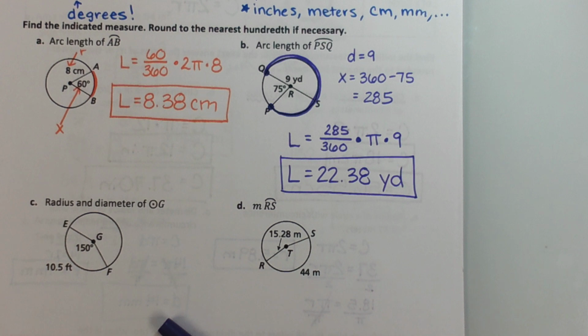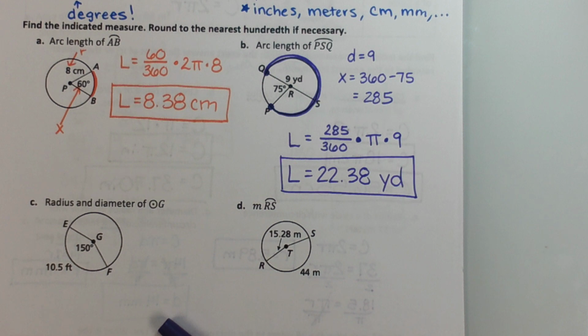Question for you. What's X? X is approximately 285. Where are you getting 285 from? You're taking 360 minus 75. The arc that I want goes from P to Q, hitting S along the way. Yep. So I want this.